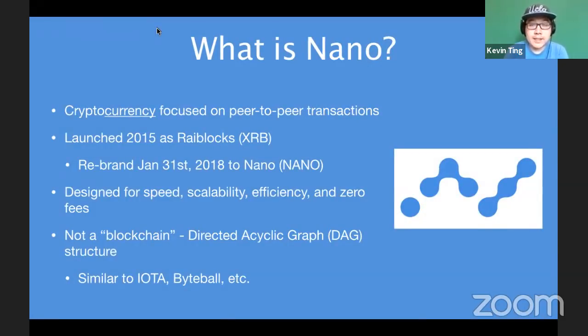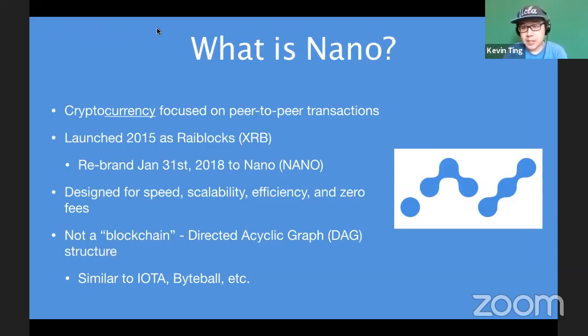So what is Nano? Just a very high-level overview first. It is a cryptocurrency focused on the currency part of it, with a focus on peer-to-peer transactions. It was launched in 2015 as RaiBlocks, or XRB, and the rebrand to Nano happened early this year, on January 31st. It is designed in particular with speed, scalability, energy efficiency, and fees in mind, or zero fees, per se.